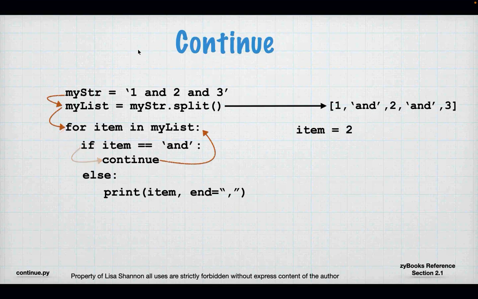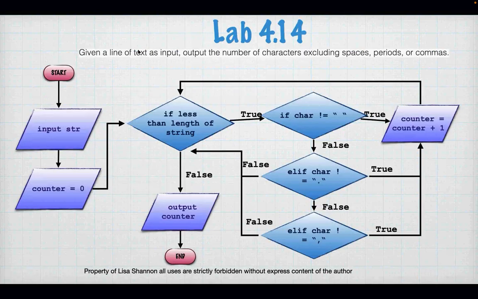So now I'm at 2, same thing happens. I'm going to print 2. Now I've got and again. Don't want to print and. So I'm going to continue. And now I've got 3. Item is now 3. And I'm going to print it. And then I'm done. So these are the labs.